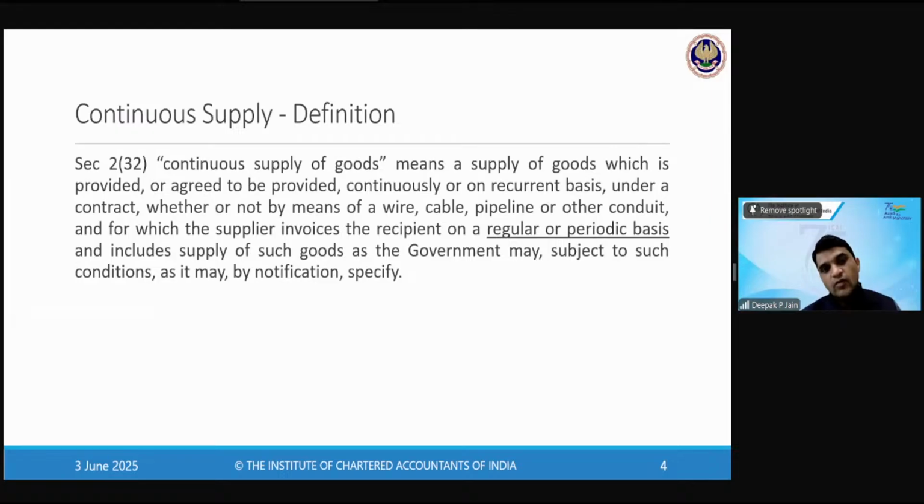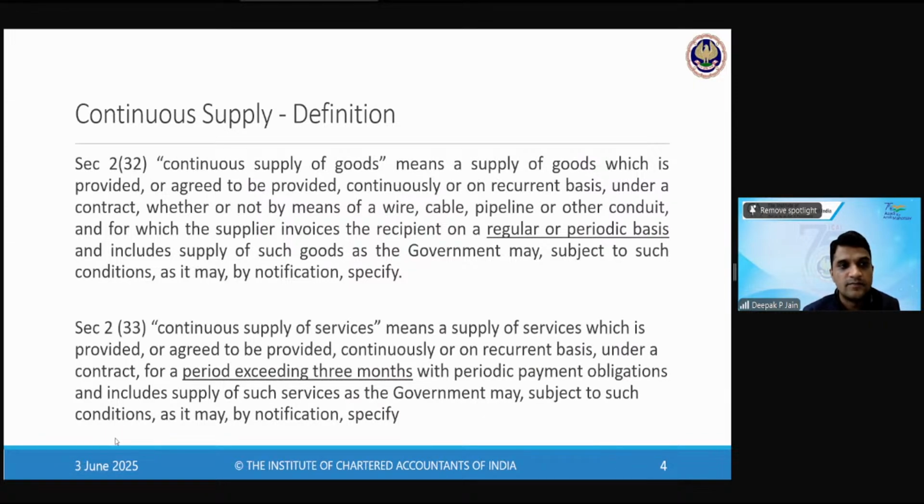Now, continuous supply. What is continuous supply? We know the definition of continuous supply of goods is separate. Continuous supply of services is separate. Continuous supply of goods means a supply of goods which is provided or agreed to be provided over a wire, cable, pipeline or other conduit, for which the supplier invoices the recipient on a regular or periodic basis. Where there is a wire, cable, pipeline or something through which the goods are delivered on a continuous basis, that is continuous supply of goods.